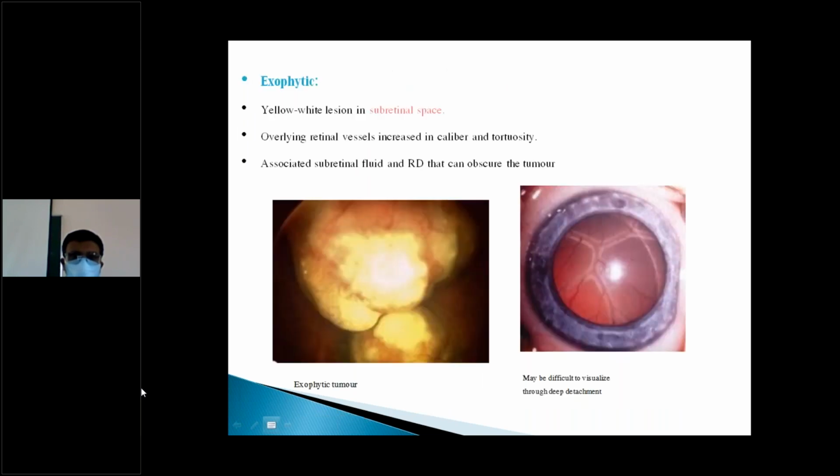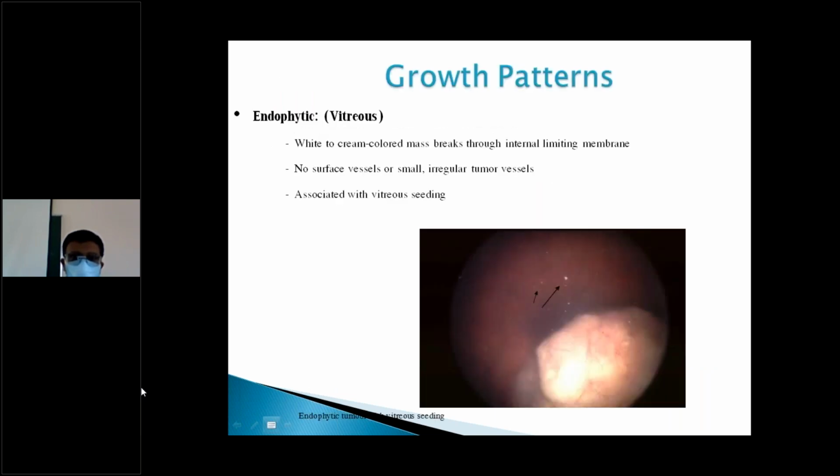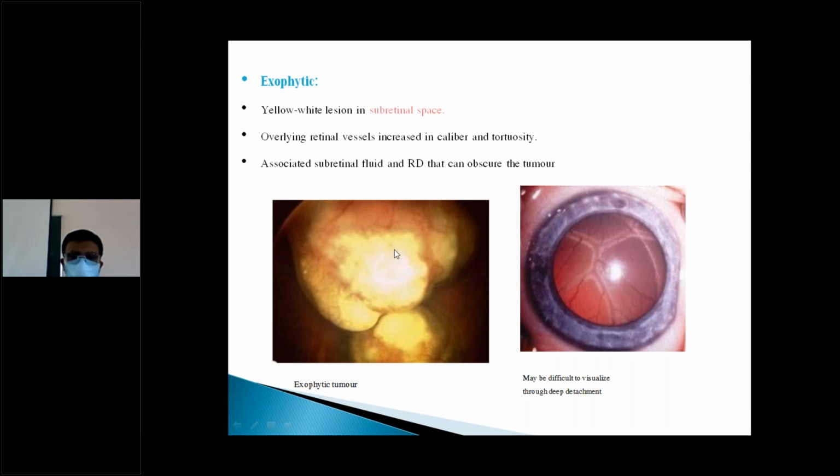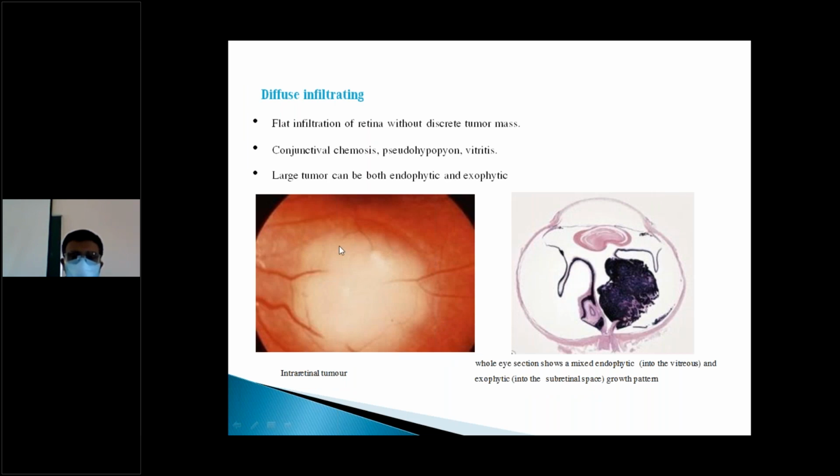Growth patterns: endophytic, exophytic, and diffuse infiltration. These are the types of growth pattern. Endophytic means if tumor goes into the vitreous cavity, it is endophytic. The tumor goes between the retina and separates the retina from the underlying choroid, it is called exophytic. Diffuse infiltration means it causes localized thickening of the retina, it is called diffuse infiltration. Sometimes it can be both endophytic and exophytic.